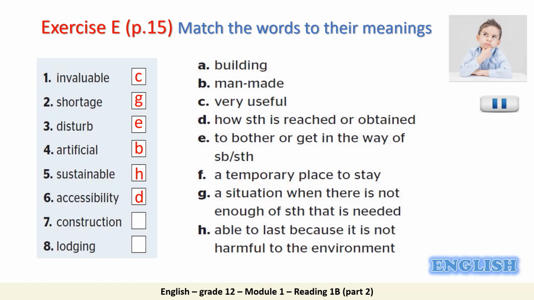Number 7, construction. A, building, very good. The last one, number 8, lodging. It means F, a temporary place to stay. Over-the-water bungalows are temporary places to stay.